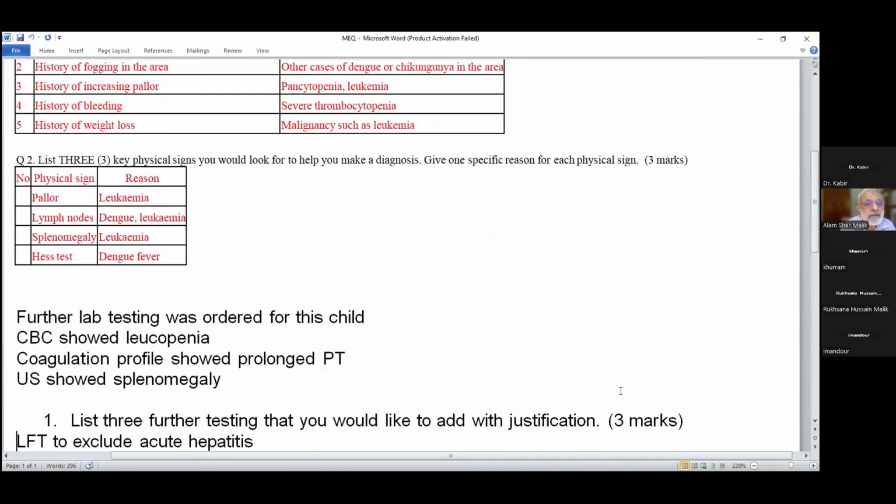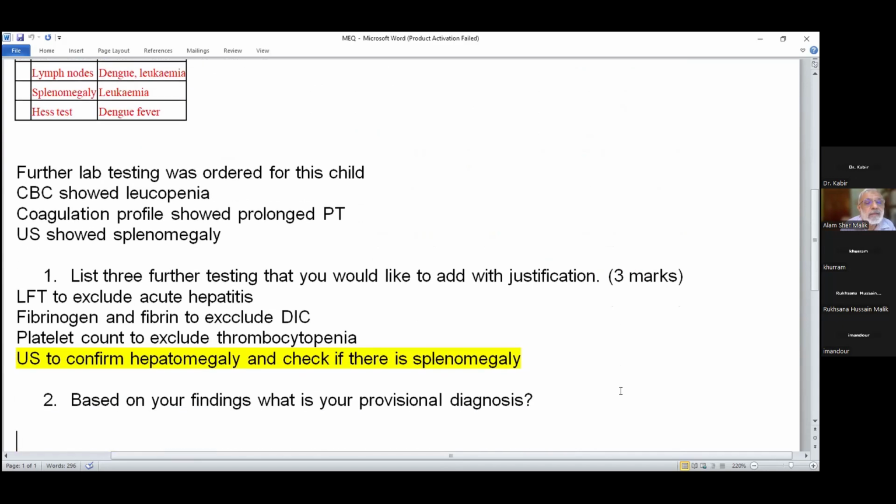Okay, the given information was the further testing that was ordered for this child. Actually, it's not just lab testing, it's lab and sonography. CBC showed leukopenia, coagulation profile showed prolonged prothrombin time, and the ultrasonography showed splenomegaly.